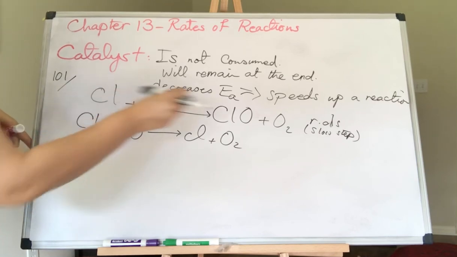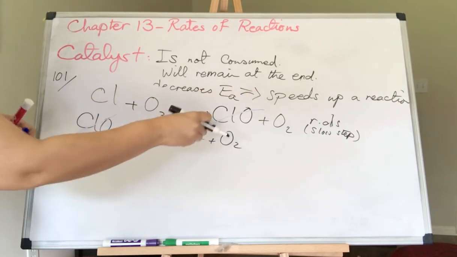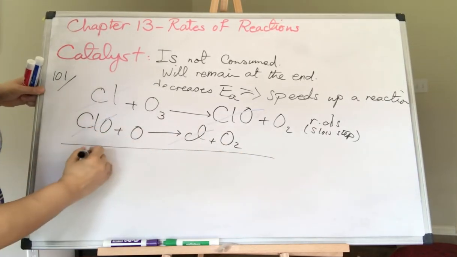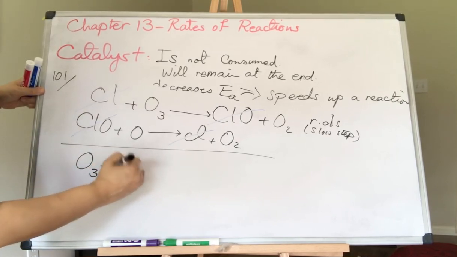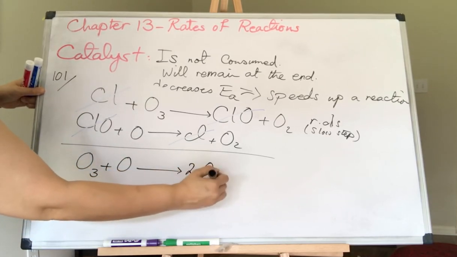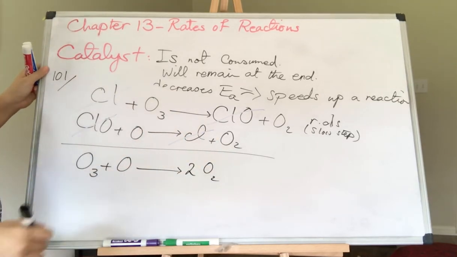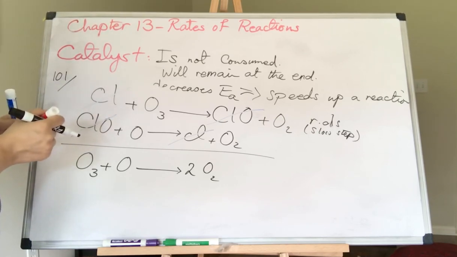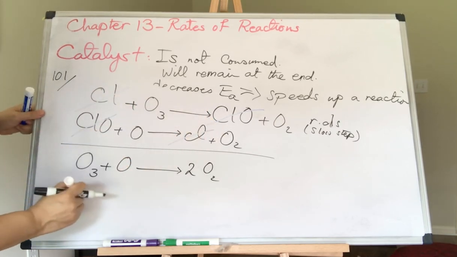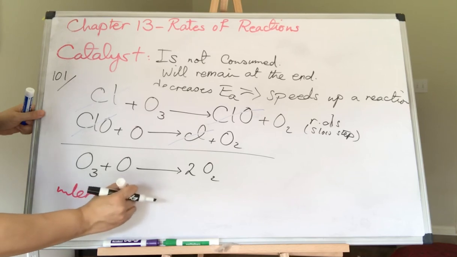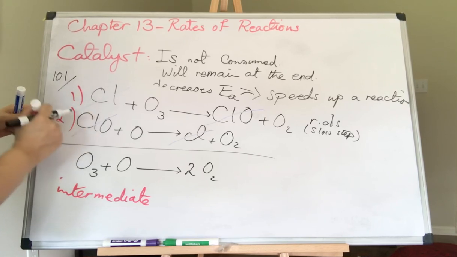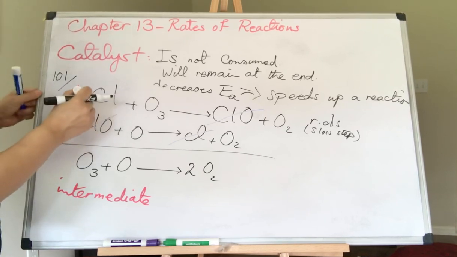The overall reaction. First, let's get rid of what we don't need. So the overall reaction is O3 plus O gives 2O2. That's the overall reaction. And we are supposed to find if there is any reaction intermediate, what has been created but has been used at the same time. Intermediate between these two, which one has been created in the first equation but has been used in the second equation? Isn't it ClO?